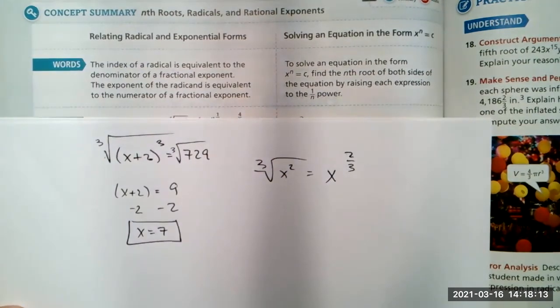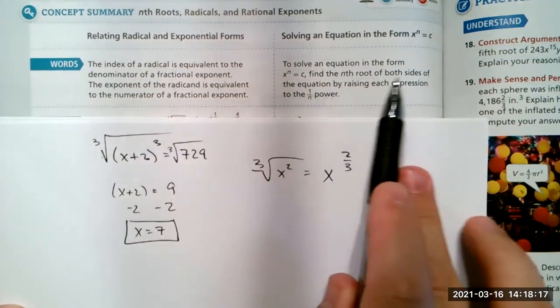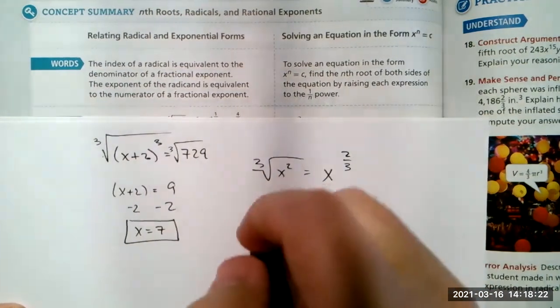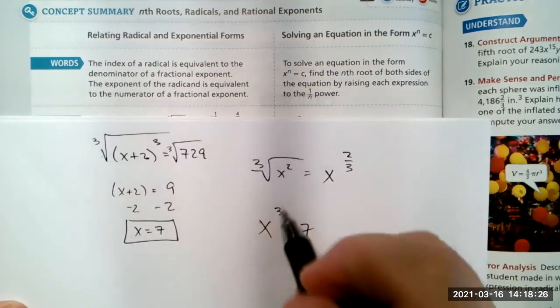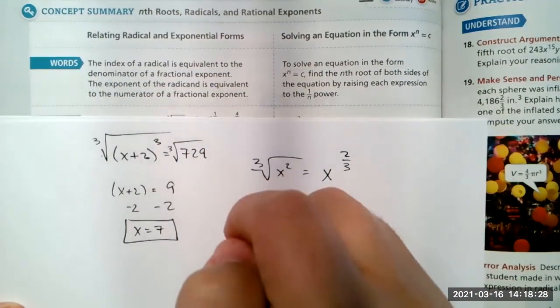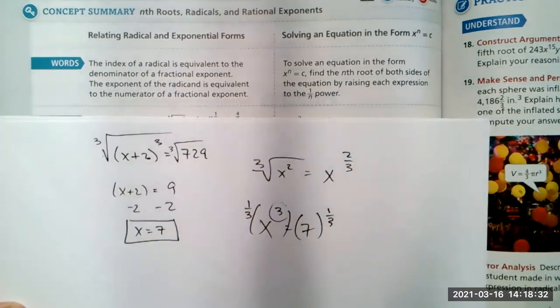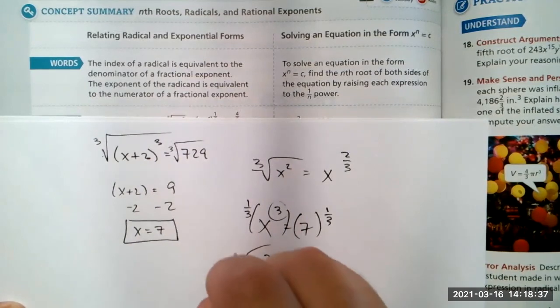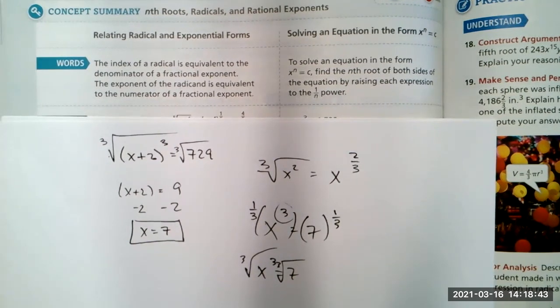That's all that's saying. To solve an equation in the form of x to the n equals c, find the nth root of both sides of the equation by raising each expression to the 1/n power. Again, what that's saying is x to the 3rd power equals 7. The reciprocal of 3 is 1/3. So I'm going to raise both sides to the 1/3 power. Or, to me, it just makes more sense to do this. Take the cube root of both sides. Just be familiar with different ways you could represent that. It's the same thing, just a different look.